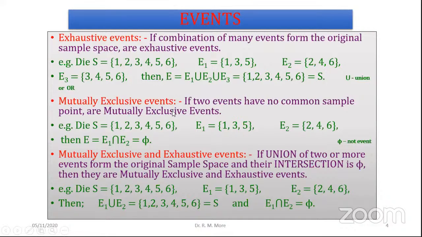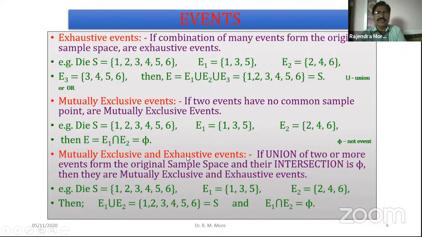What do we mean by mutually exclusive events? If two events have no common sample point, then they are called mutually exclusive. The same example we are taking, the die with odd numbers and even numbers. You see there is no common sample point, and therefore the intersection, the inverted U, E1 intersection E2 is phi, which is called a null event.